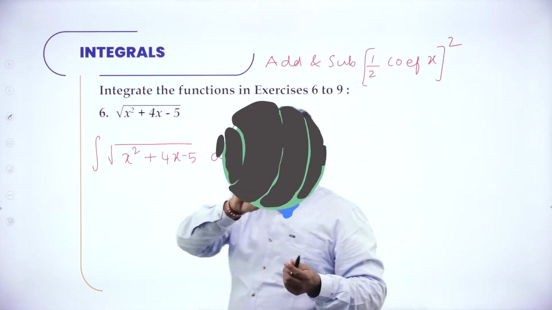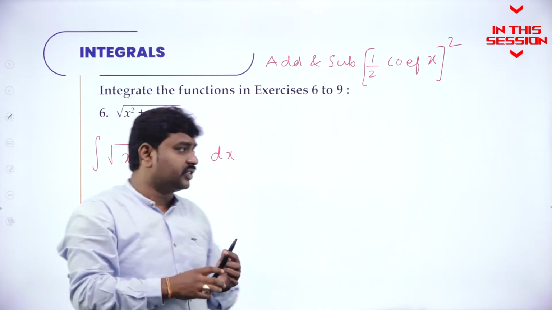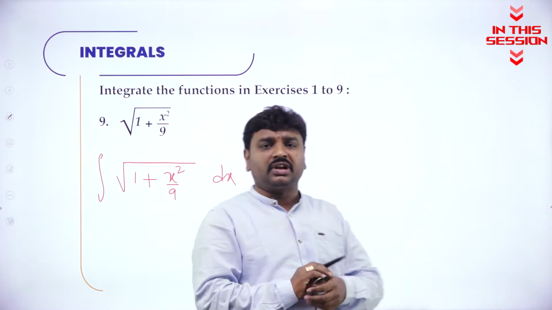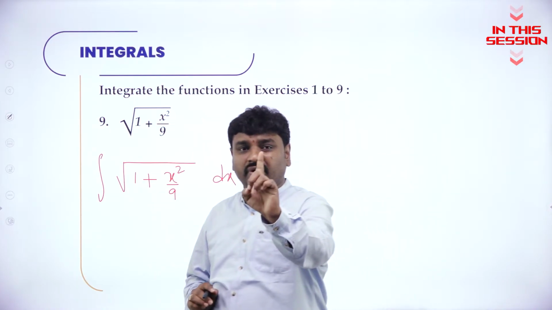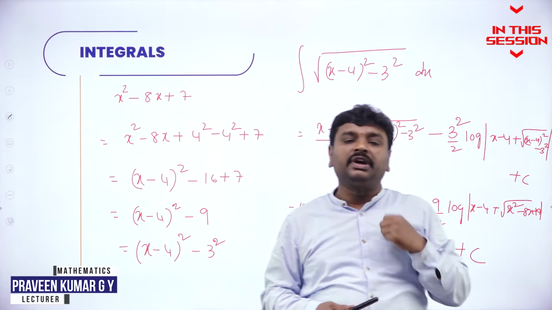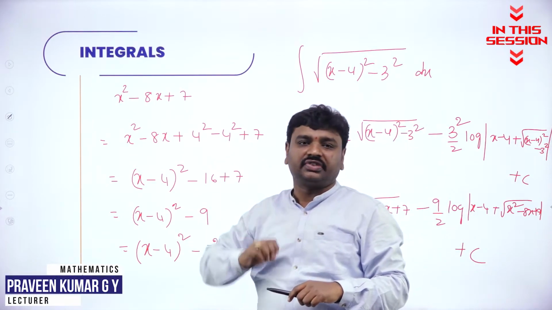What is the logic? Add and subtract half of the coefficient of x, the whole square. In the specific integral formulae, the x square quotient is 1. Whenever it is not a complete square, do completing the squares. How to complete the squares? See the quotient of x.